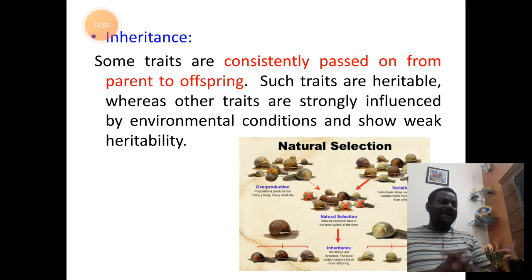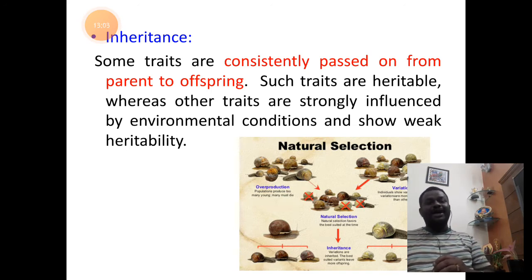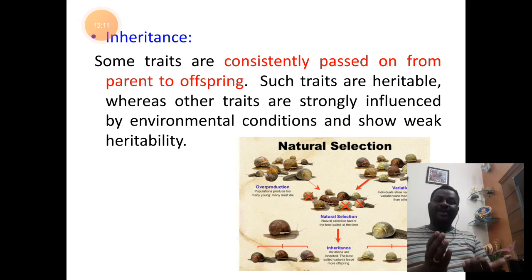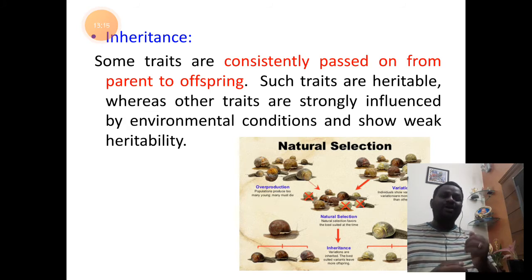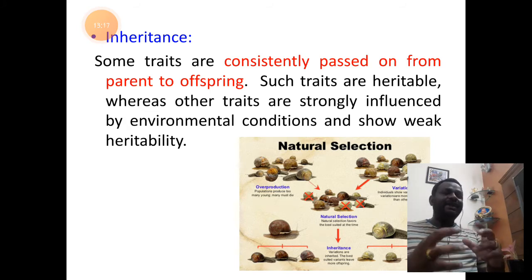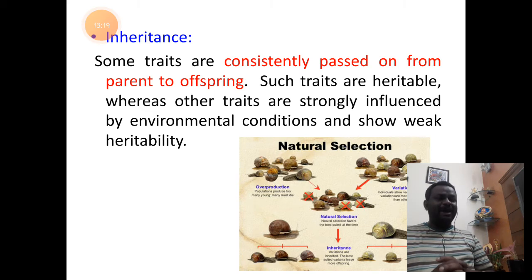Generally, heterozygous individuals show better adaptation, and are better selected by nature, than homozygous individuals. Heterozygosity means one allele is dominant and the other allele is recessive. For a heterozygous example, capital T, small t, such characters are selected by nature much more than the homozygous variety.